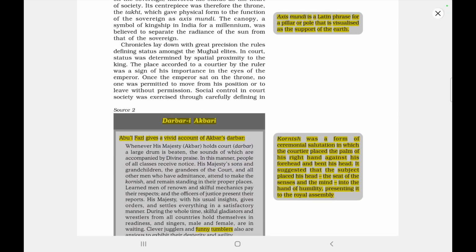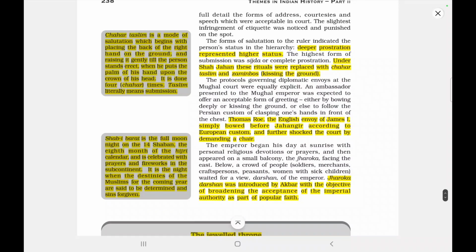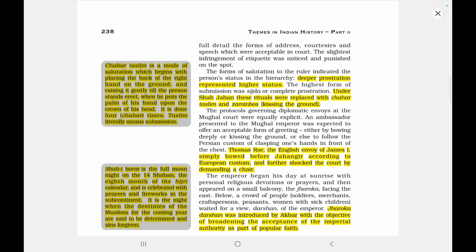Kornish was a form of ceremonial salutation in which the courtier placed the palm of his right hand against his forehead and bent his head. It suggested that the subject placed his head, the seat of the senses and the mind, into the hand of humility, presenting it to the royal assembly. And Chahar Taslim is a mode of salutation which begins with placing the back of the right hand on the ground and raising it gently till the person stands erect when he puts the palm of his hand upon the crown of his head. It is done 4 times.